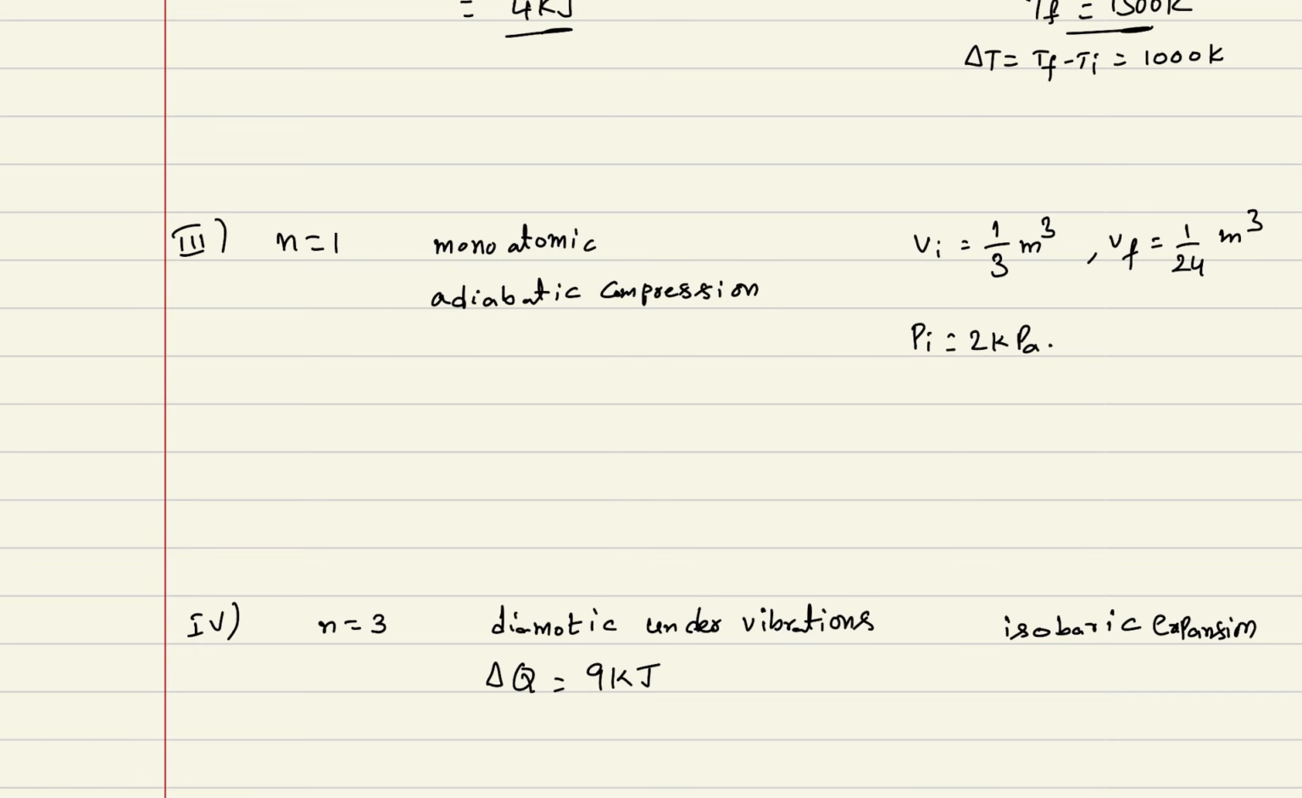Okay. Third one. n is equal to 1, there is an ideal gas, n is equal to 1, monoatomic gas. Adiabatic compression is taking place. Vi and Vf are given, Pi is given, Pf you need to calculate. You know that in an adiabatic process, Pi Vi to the gamma is equal to P final V final to the gamma. PV power gamma is constant.